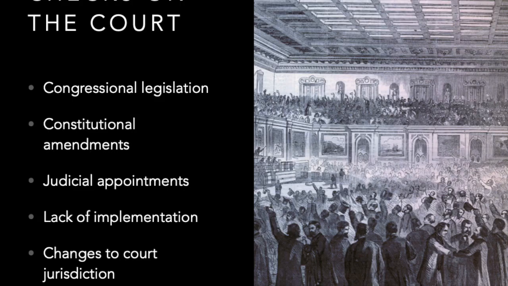All right, now next we have, of course, checks on the court. Remember, one of the things that we're really looking at here is this idea of competition and cooperation to make policy. And so every branch has checks on it. And here are some checks on the Supreme Court. Some of these we've already gone over, so I'm going to move through them a little bit quickly. Congressional legislation can obviously change what a court decision means, or it can simply invalidate a Supreme Court decision if the same law is passed with just some slightly different wording.